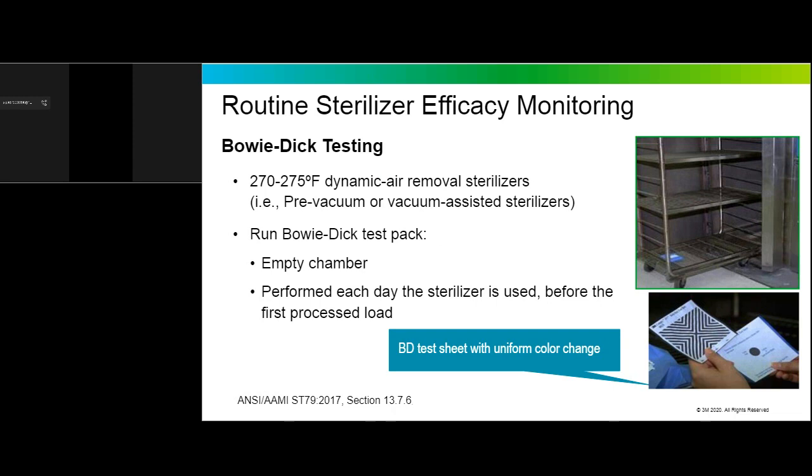Next, if we talk about routine efficacy monitoring, you need to consider the Bowie-Dick test. For those of you that do run pre-vacuum sterilizers, I mentioned that getting the air out of the sterilizer is so critical. We want to make sure that's effective by testing it each day before you run any load items with a Bowie-Dick test, which verifies the ability of the system to get air out of the chamber. To make it an effective test, that Bowie-Dick test pack should be the only thing in the sterilizer chamber.